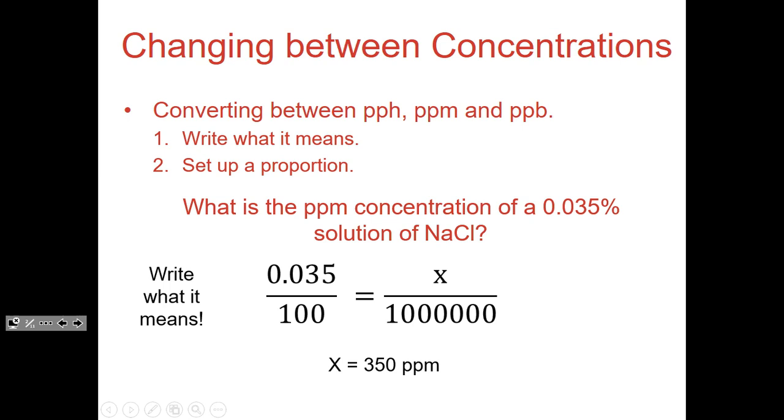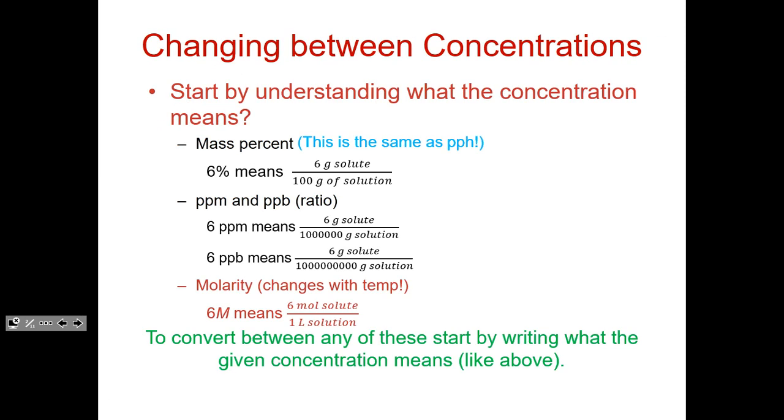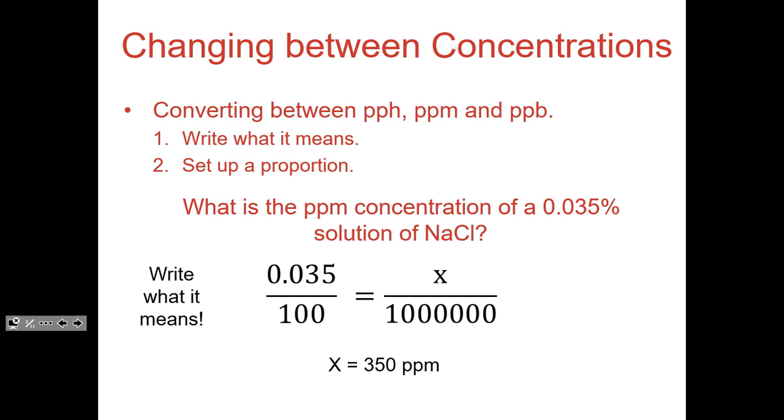So fundamentally, going between any of these black concentrations, it's really just setting up proportions to do it. And that's all you're doing in the problem.